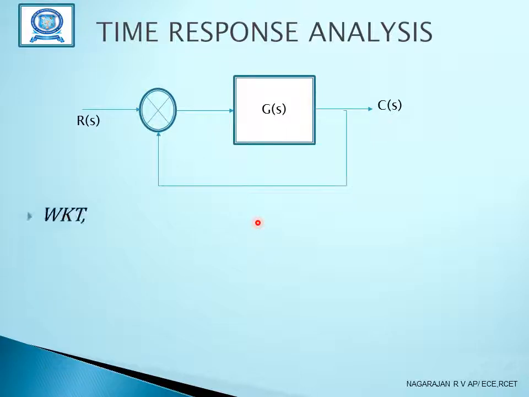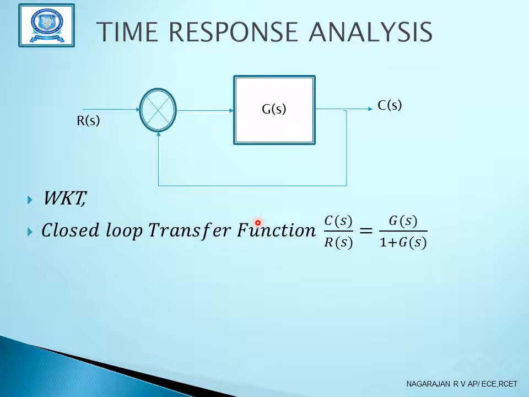We know the general equation for a closed loop transfer function, that is C(s) divided by R(s) is equal to G(s) divided by 1 plus G(s) into H(s). Here the H(s) value is 1. So the closed loop transfer function C(s) divided by R(s) is equal to G(s) divided by 1 plus G(s).